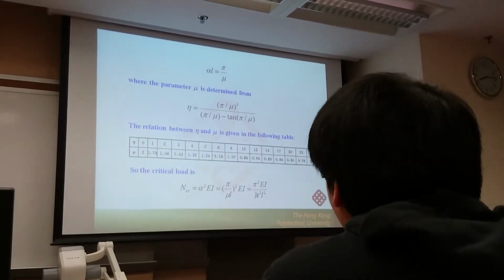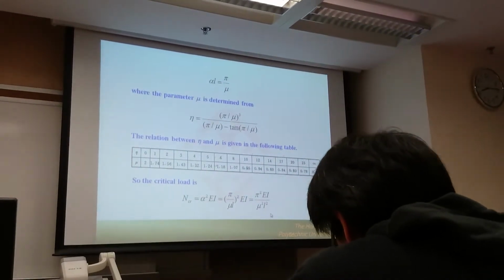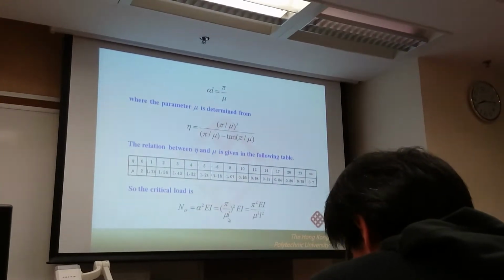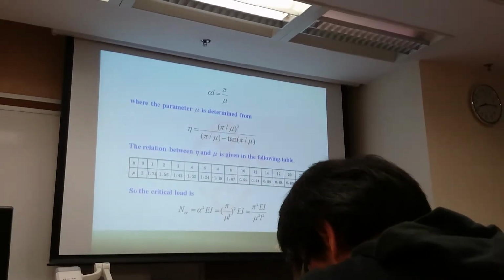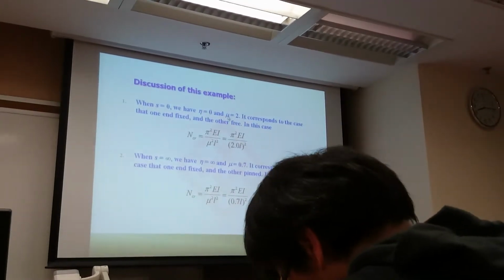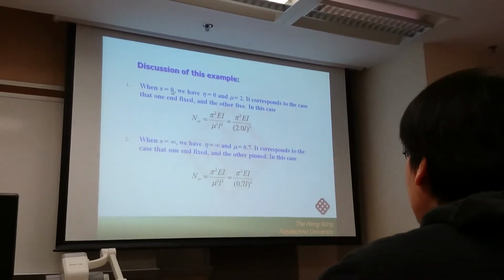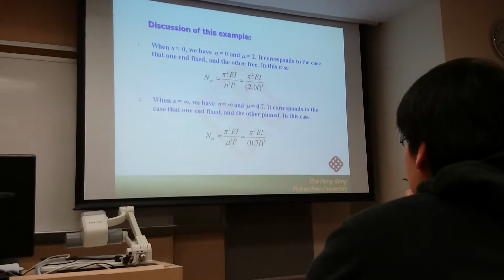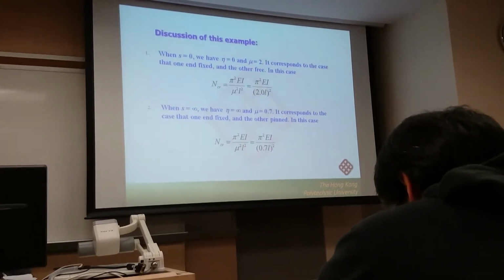So this is a standard formula, and mu represents the effective length of the column, because mu times L represents the effective length in the design for steel columns. Okay, so here we have two special cases. When eta is equal to 0, it means the spring stiffness is equal to 0, that means that there is no spring. So this is a free end at the top.